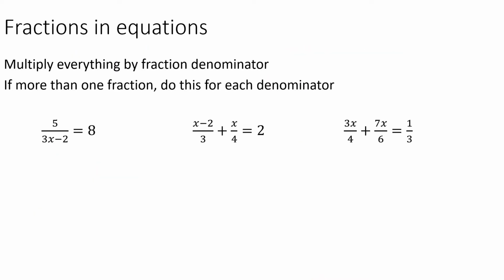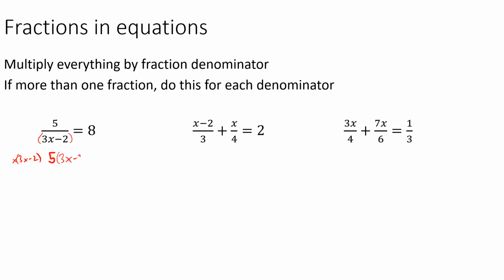Now, if there's fractions in the questions, we want to look at the denominator and we want to multiply everything by those fractions. So here we've got a 3x minus 2. We're going to multiply both sides by 3x minus 2. Now, what's that going to do? Well, let's do this the long way once, and then probably just use the shortcut from now on.